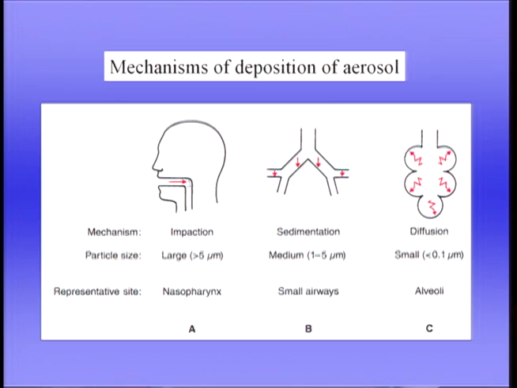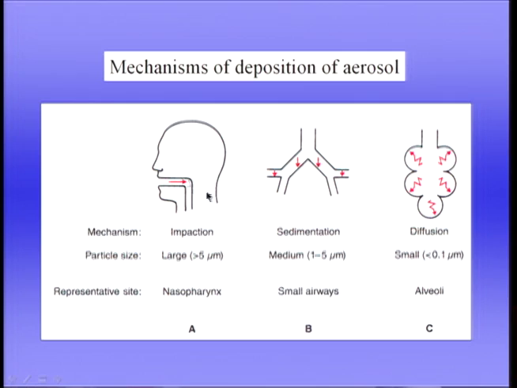Now, the next mechanism of deposition is sedimentation. Sedimentation simply means settling out. It's a gravitationally determined process. And sedimentation tends to affect the medium-sized airways most. This is because the larger particles are no longer there. They've been removed by impaction.